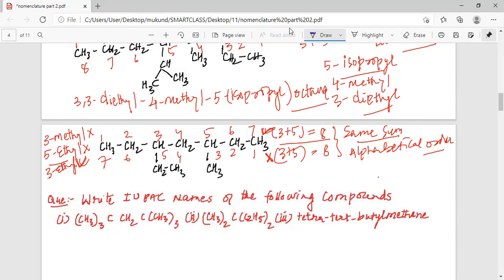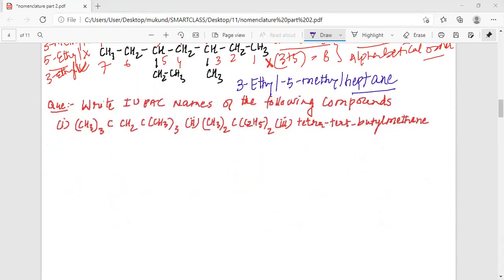So we will write the name as 3-ethyl, 5-methyl heptane. So this is how we write 3-ethyl, 5-methyl heptane.